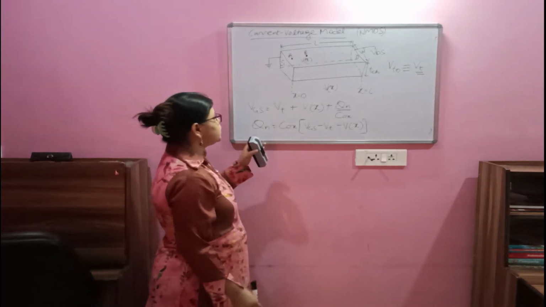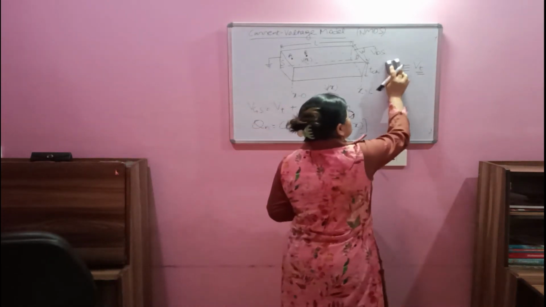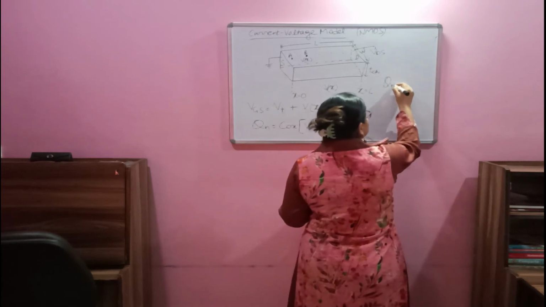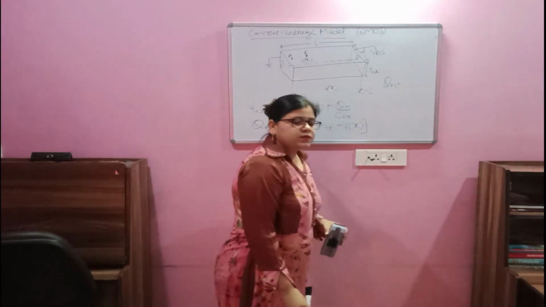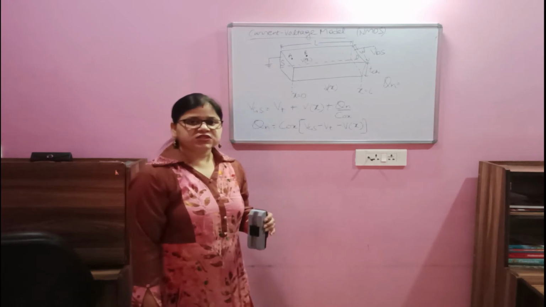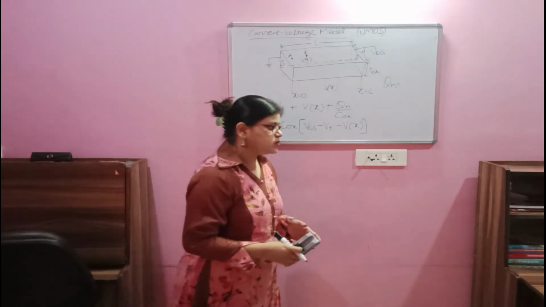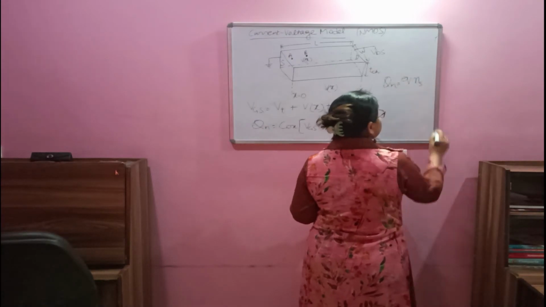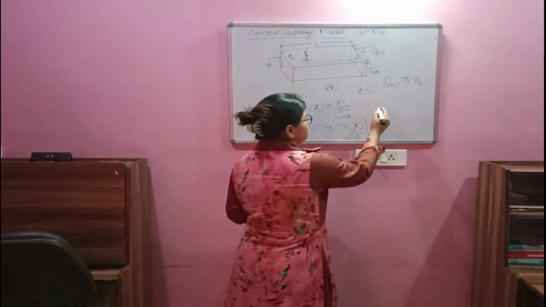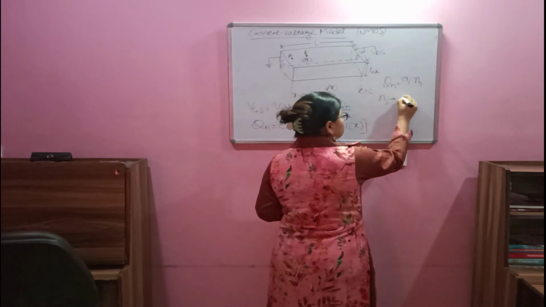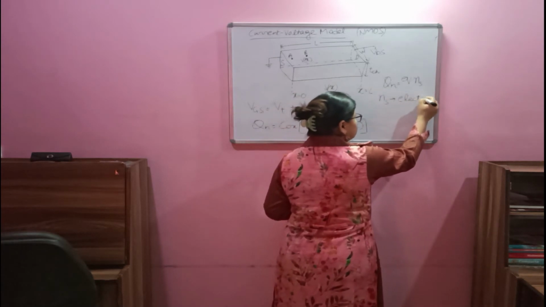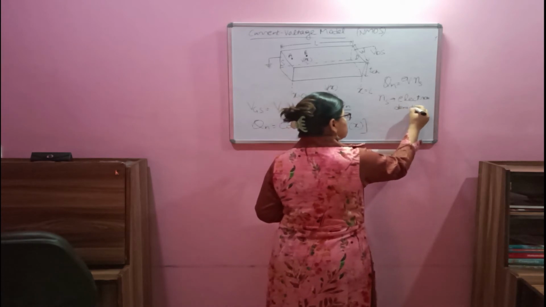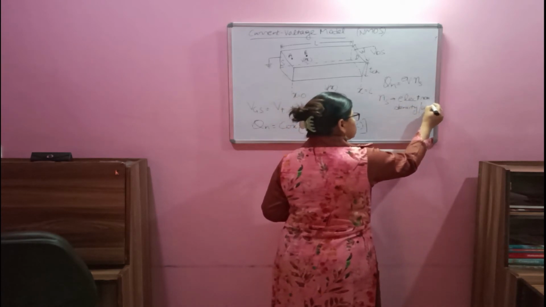Now what is this Qn basically? How can we define this Qn? As we know, Qn is the inversion charge density or the channel charge density, and it is given as Q into small ns, where this ns is the electron density per unit area.